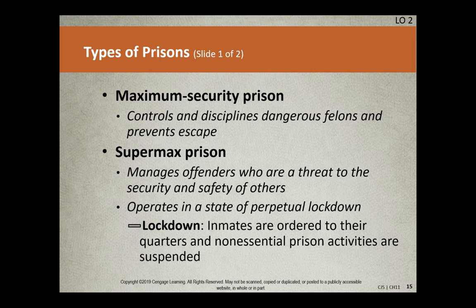Different jurisdictions have different definitions of what constitutes a supermax, but the most reliable survey estimates that about 60 such facilities exist in the United States, housing about 25,000 inmates. The main purpose of the supermax is to strictly control the inmates' movements. For the most part, supermax prisons operate in a state of perpetual lockdown. What that means is inmates are confined to their cells, and social activities, meals, recreation, sports, and treatment programs are really non-existent.